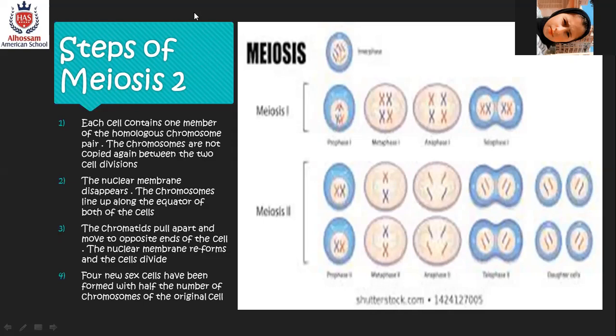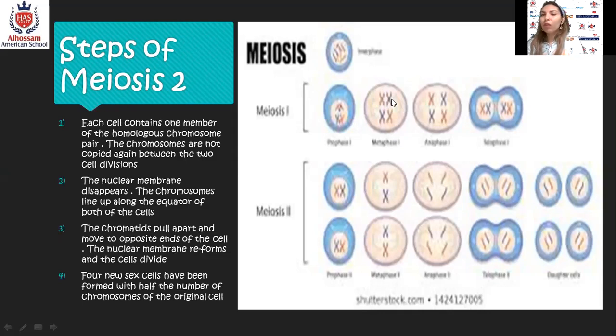Again. No, Miss, I don't understand. Okay, wait, Fatma. So here you can see this picture. During metaphase 1, we have homologous chromosomes. Here we have a chromosome with 2 sister chromatids, and here we have another chromosome with 2 sister chromatids. And these 2 chromosomes are called homologous chromosomes.